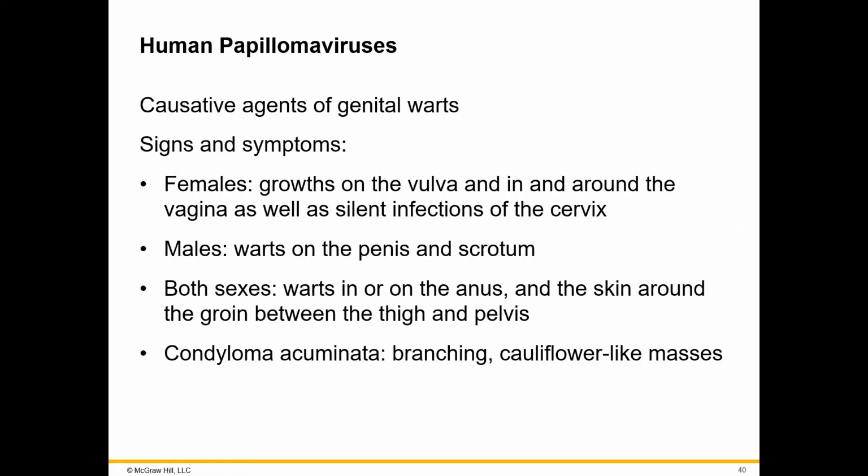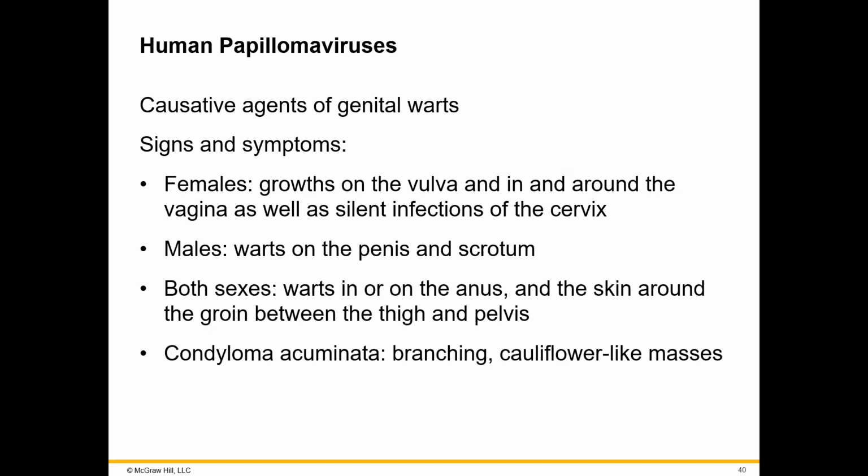Move on to human papillomaviruses. Human papillomavirus, HPV, is the cause of all warts in humans ever. All warts are caused by HPV. And then genital warts are certain strains of HPV that are usually associated more with sexual contact. Females will have warts that present on the vulva and around the vagina, even inside of the vagina. And you can even have silent infections of the cervix. So we're not having a wart presentation, but the cervix can become infected with the virus silently. That can then be transmitted to males.